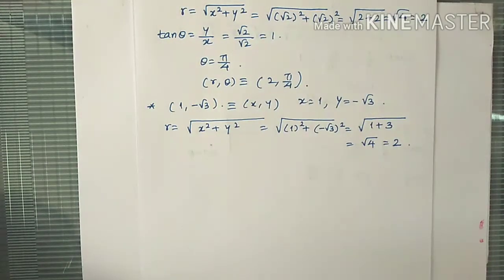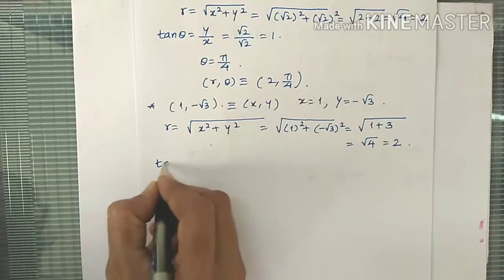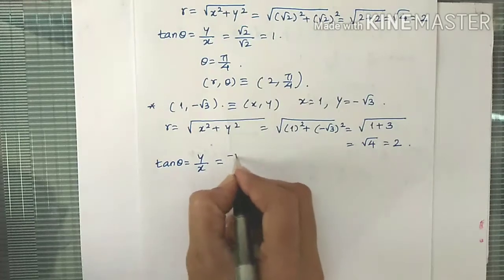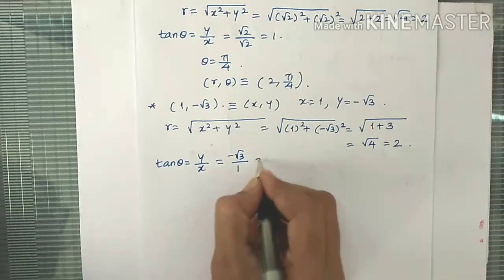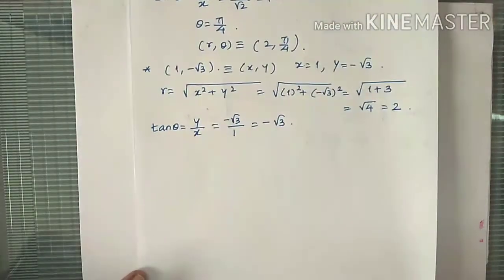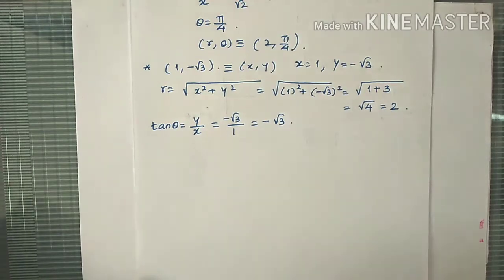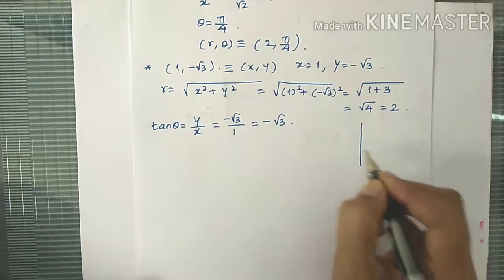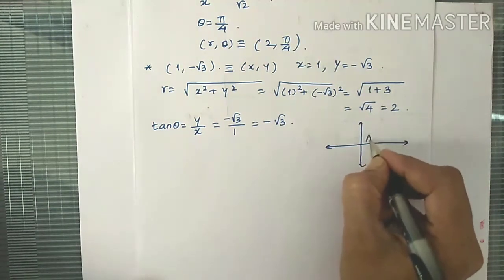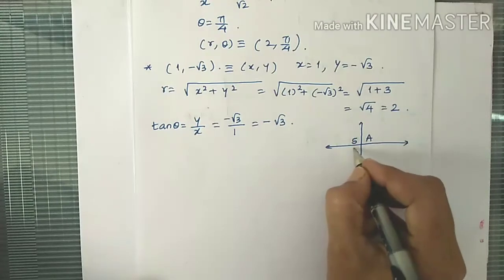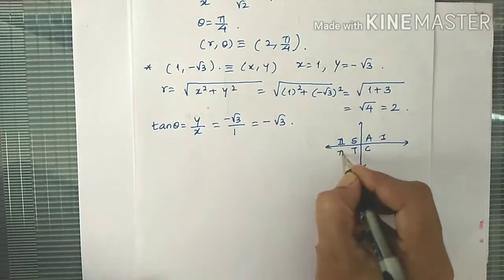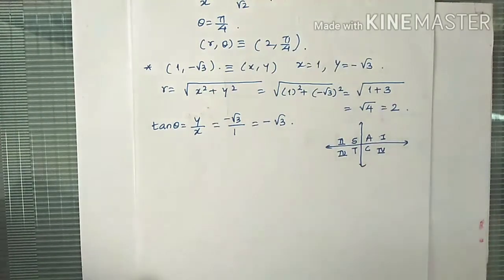So r is 2. Now to find theta. Tan theta equal to y by x. y is minus root 3, x is 1. So tan theta is minus root 3. Now let's find out the angle. Now tan theta is negative. So consider the quadrants. In the first one all are positive. All STC. First quadrant, second quadrant, third quadrant and fourth quadrant.